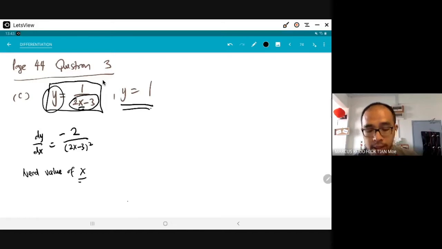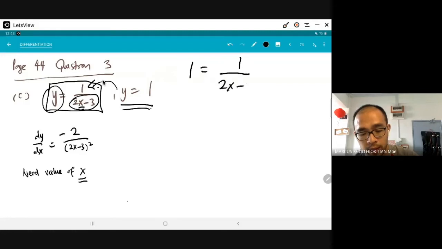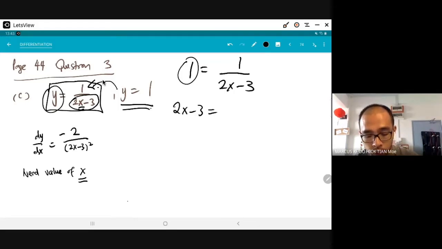This is no compromise, guys. To find the value of dy dx, we can only use the x. You cannot use y. Okay, so we have to do the merry-go-round way. We sub y into here. So you get 1 equals 1 over 2x minus 3, because y equals 1. Okay, so you flip that around, you get 2x minus 3 equals 1. So x equals 2. Sorry I'm going fast, I'm just doing everything in my head. So x equals 2.